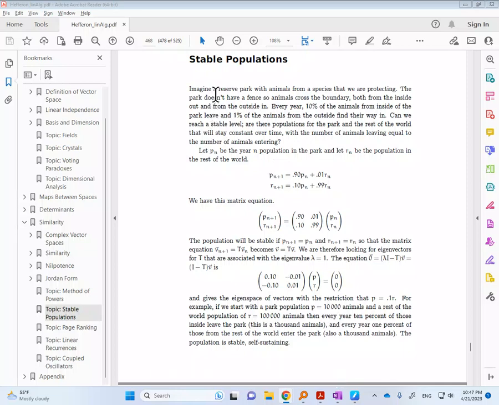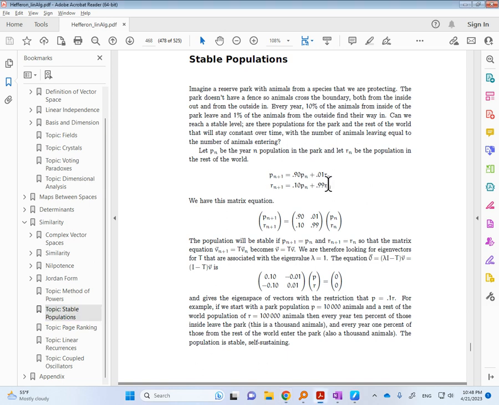Okay, so let me say a little bit about stable populations. I will focus on the example that he gives in this section. If you remember, we have wild animals in a reserve or a park, and they freely go in and out of the park, and this relationship captures the wandering of the animals in and out of the park. So here we have P_{n+1} = 0.90 P_n + 0.01 R_n, and R_{n+1} = 0.1 P_n + 0.99 R_n.